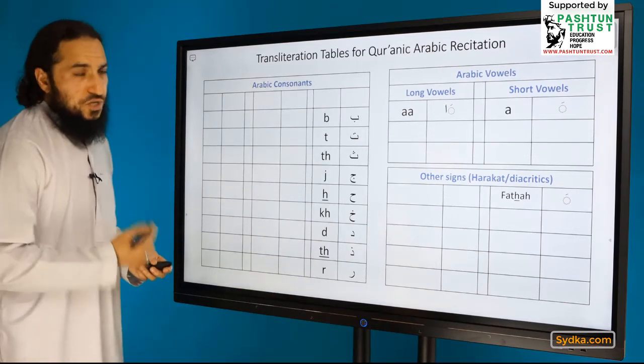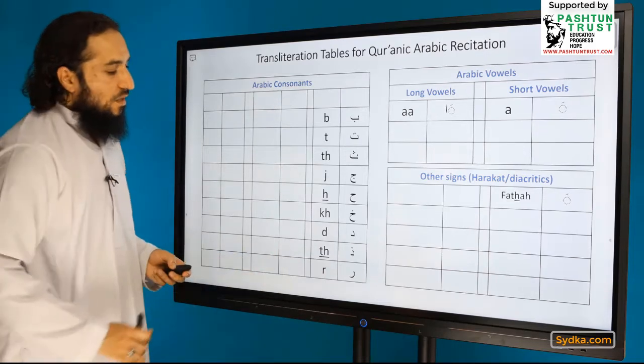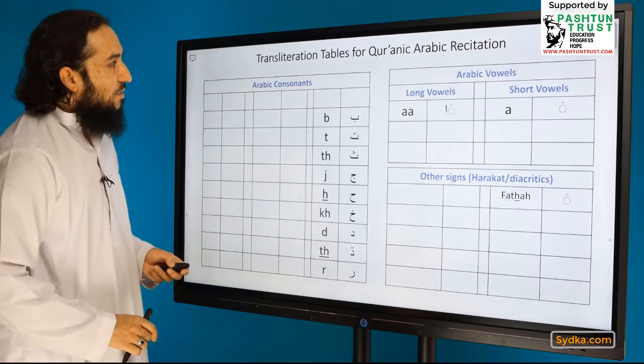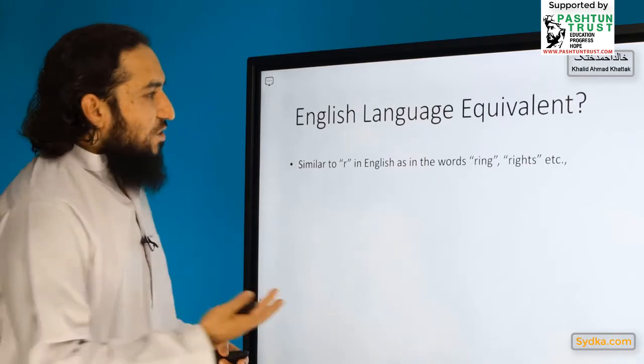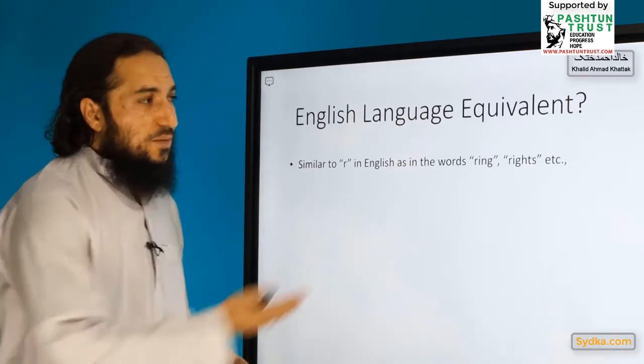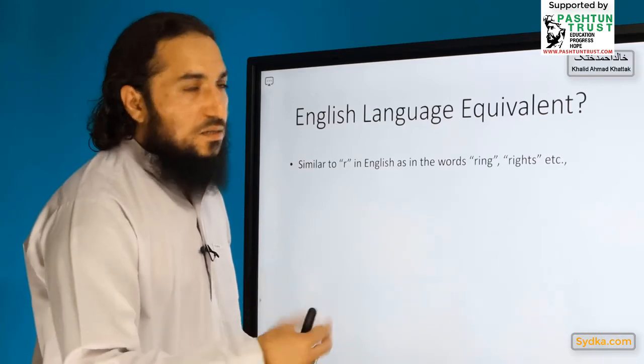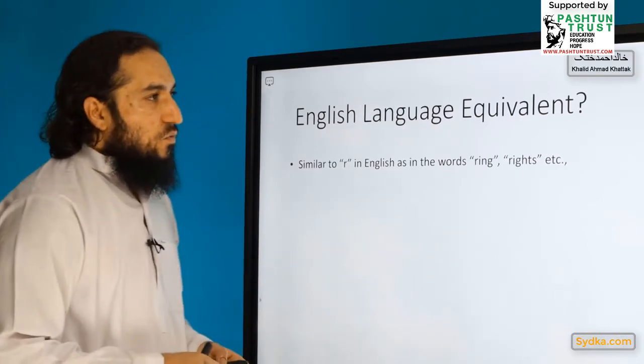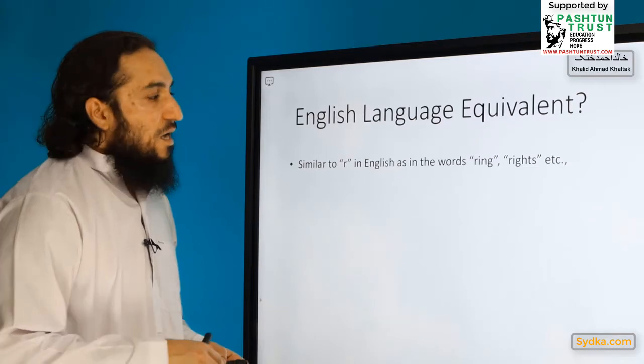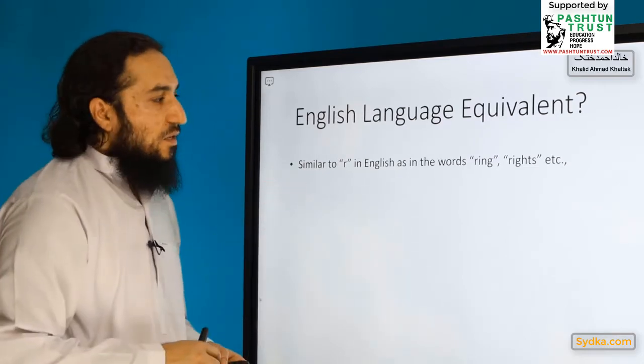The sign for transliteration purposes we use is R. And the English equivalent is R, for example, the sound in ring. So that's the equivalent for Ra, and R in English.